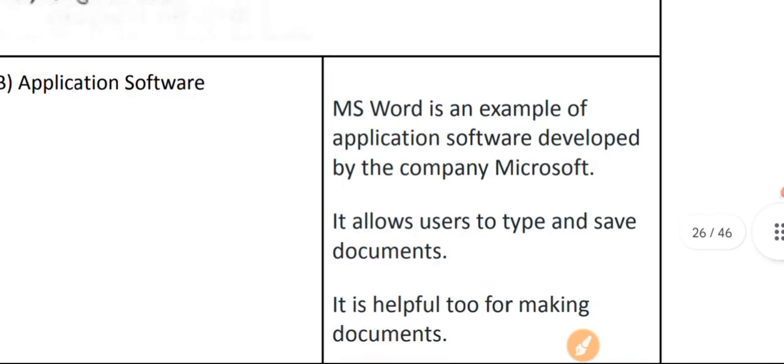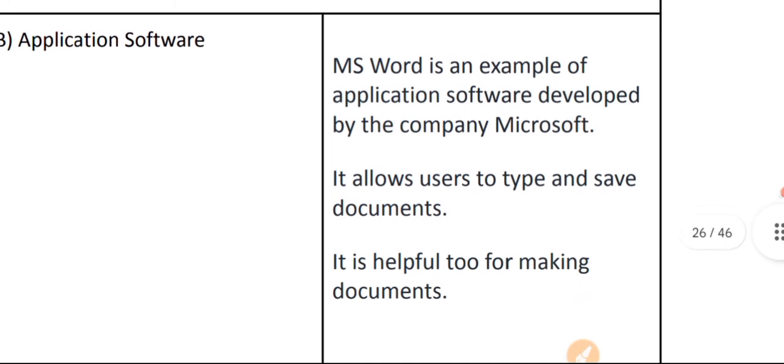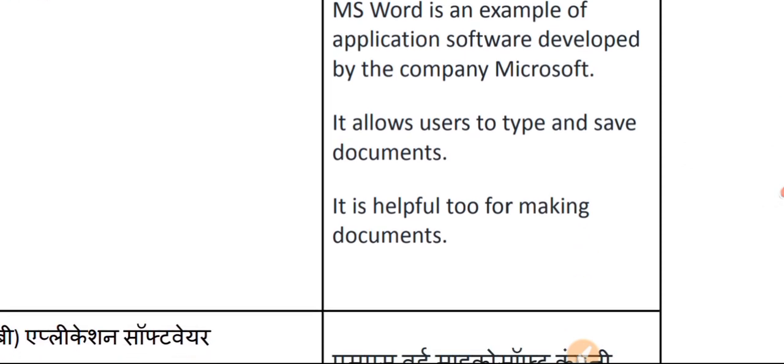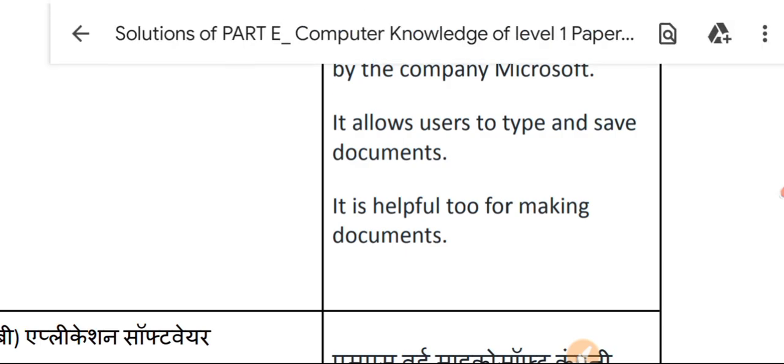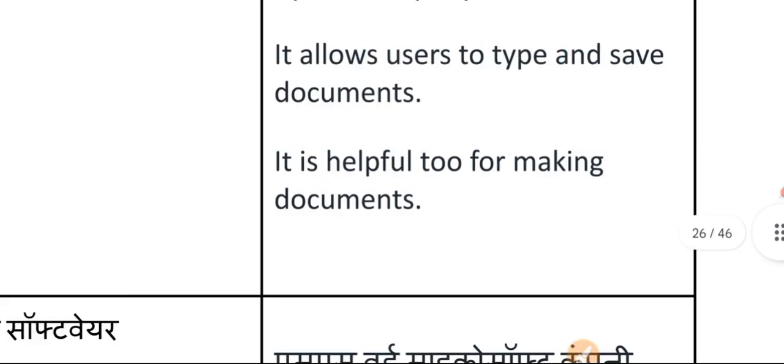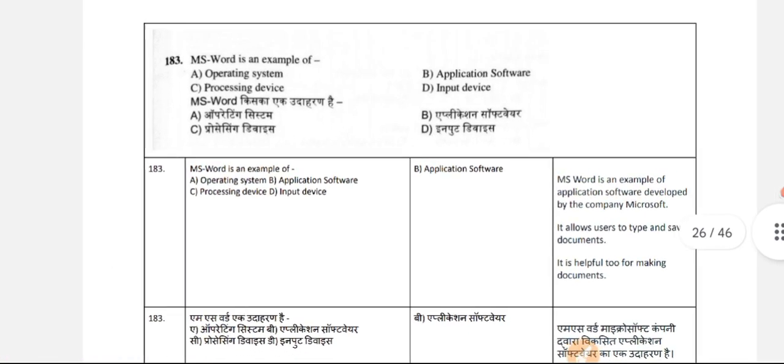MS Word is an example of application software that is developed by the company Microsoft. It allows you to type and save a document. It's helpful for making a document.